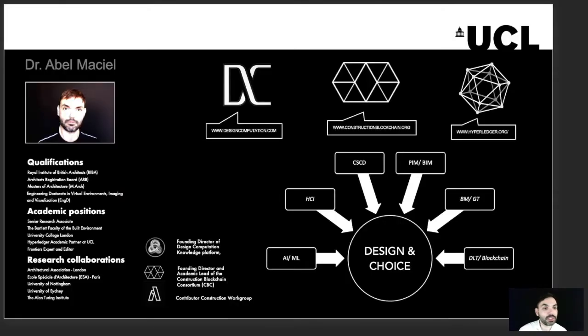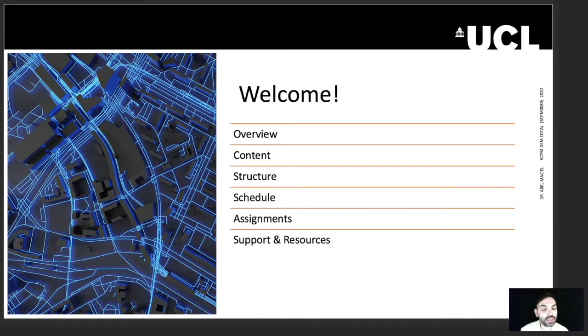A little bit about myself: I'm a senior research fellow here at University College London, mainly at the Bartlett, but I also collaborate with colleagues in the computer science faculty and neuroscience. In this presentation, we'll have a quick overview of the module. It's a very short presentation, so I will go through the main elements and then we'll expand on that in later presentations. I will be discussing the content, the structure, the schedule, assignments, and then the support and resources you have.